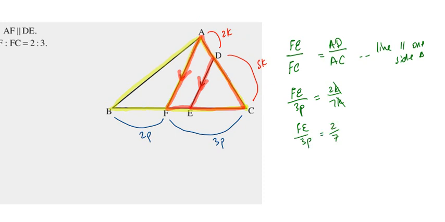So when you multiply by 3P on both sides, these cancel. But when you multiply by 3P here, you end up having what? 6 over 7P. So now you know that this is 6 over 7P. Beautiful. If FE is 6 over 7P, you can get EC now by saying 3 minus 6 over 7.